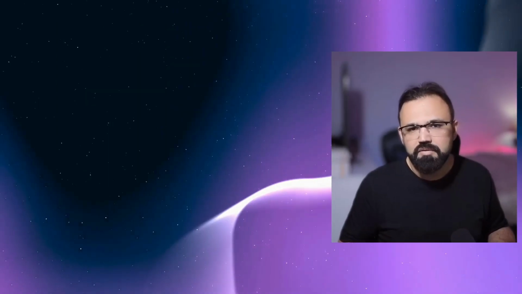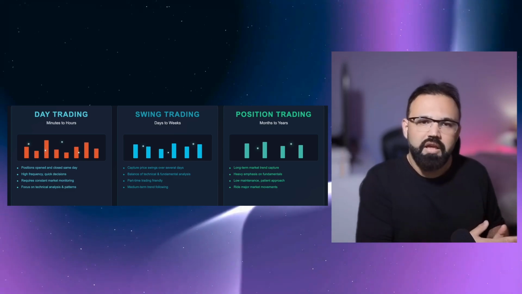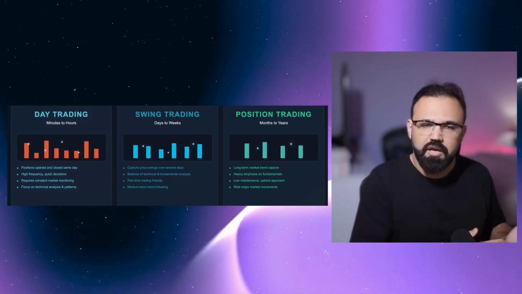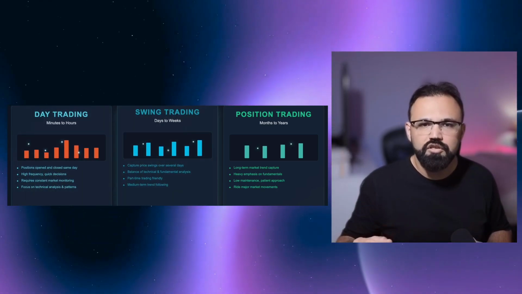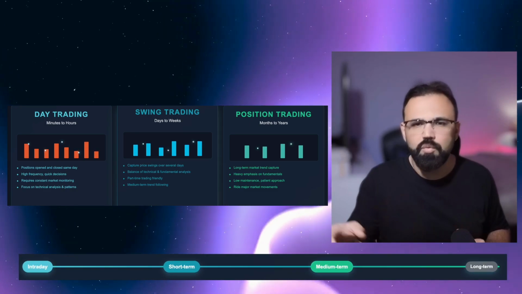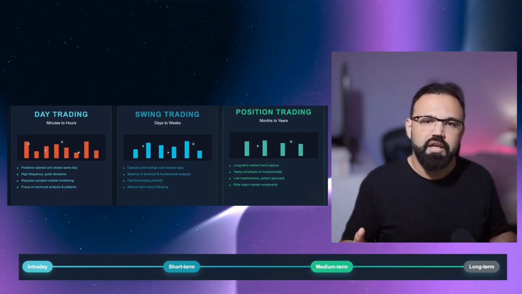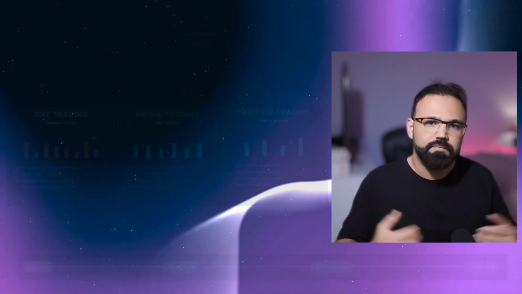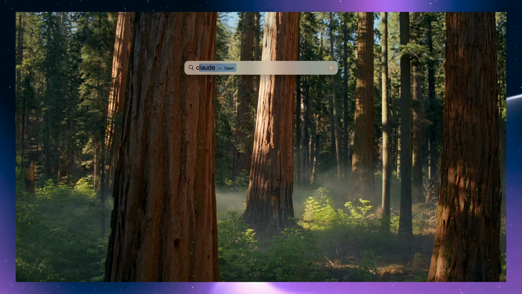Before we dive in, let me quickly explain trading types. You have day trading, buying and selling within the same day, swing trading, holding positions for days or weeks to catch price swings, and position trading, long-term holds. Now let me show you my AI trading system in action.